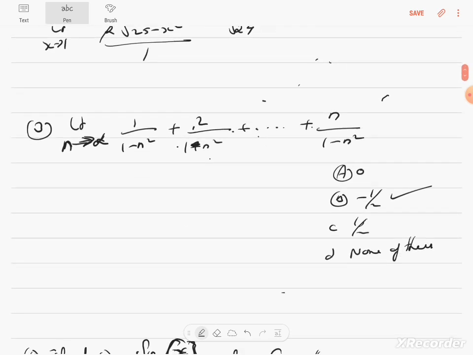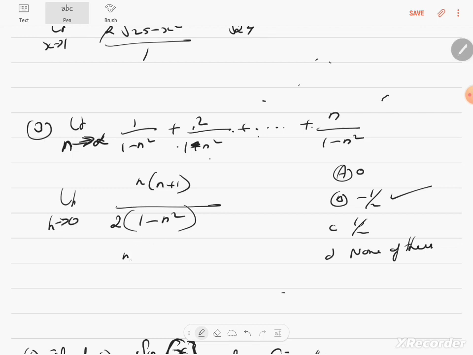In this, n tends to infinity, the LCM is all the same, so it's 1 minus n squared over 1 plus 2 plus 3 till dot dot dot n, which is n into n plus 1 by 2. And you can now take the limit n tends to infinity again. You can split the denominator as a plus b into a minus b, so 1 plus n into 1 minus n. So whenever the limit n is tending to infinity, you have something like this.